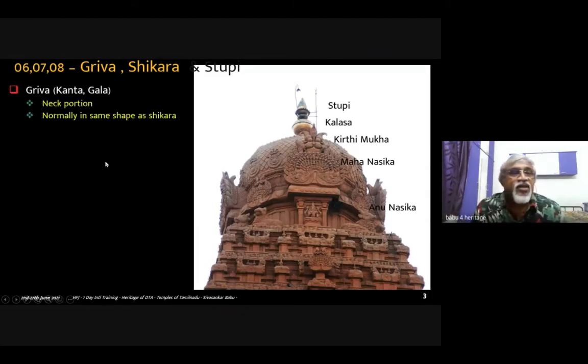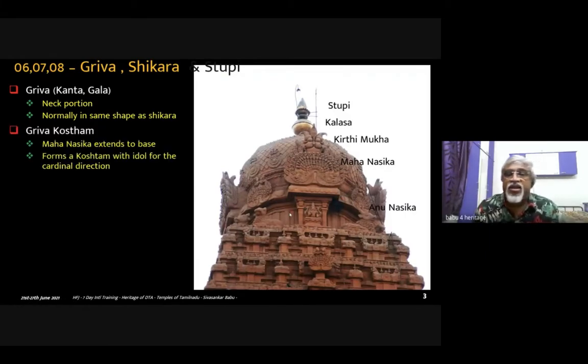So the first component is Griva, which is called Kanta or Gala. This is the neck portion. You can see the neck portion here. And normally this will reflect the same shape as the Shikara. So if the Shikara is square, it will also be square in shape. And this will be slightly recessed, like any Kanta.